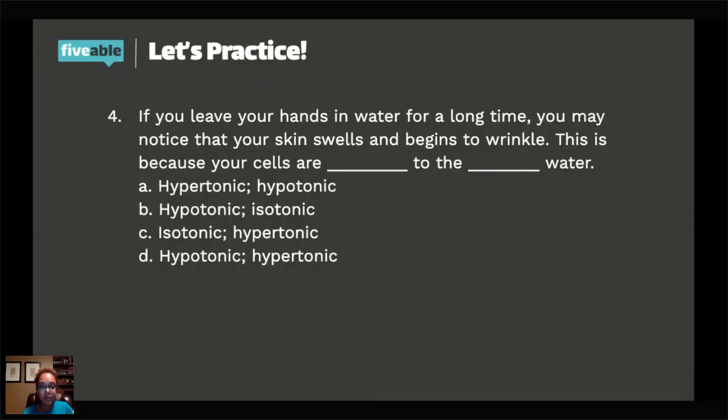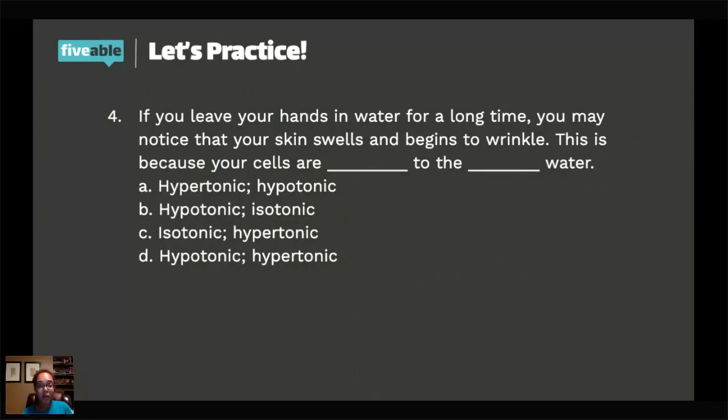So your skin swells. If your skin swells, the cells in your skin are swelling. That means that there's net movement of water into the cells, right? So if water is moving into the cells, water again always goes from hypo to hyper. So water is moving into your cells, they must be hyper, because water moves from hypo to hyper, which means the water is hypotonic. I know this is really confusing, and it's just one of those topics.